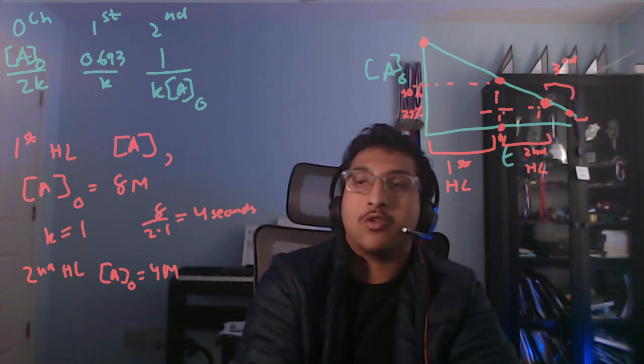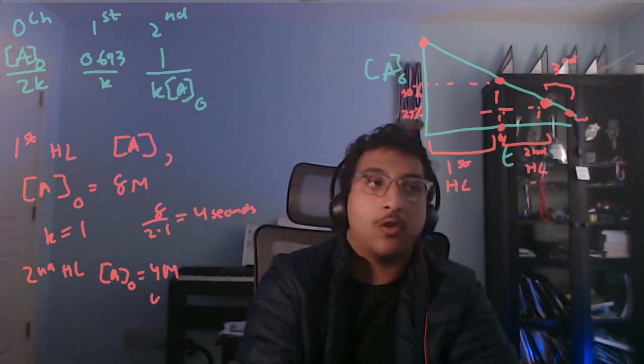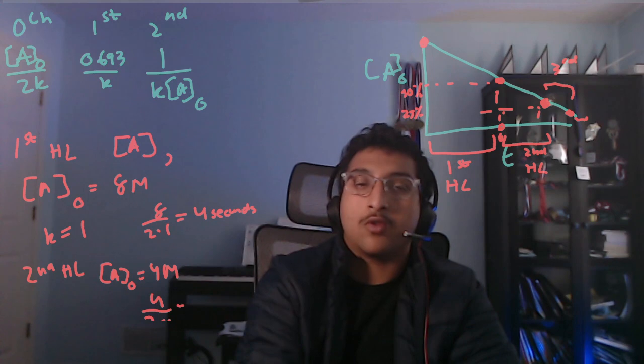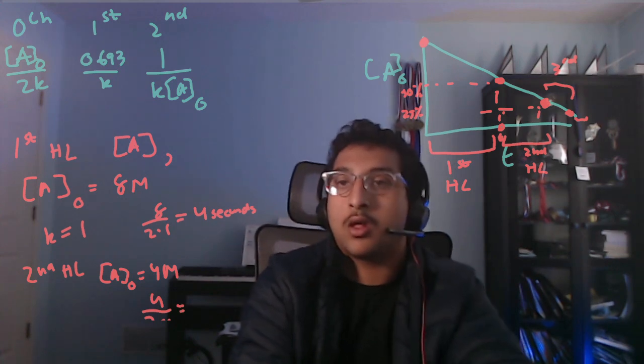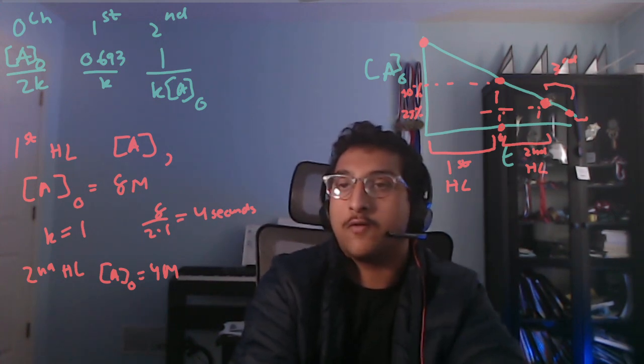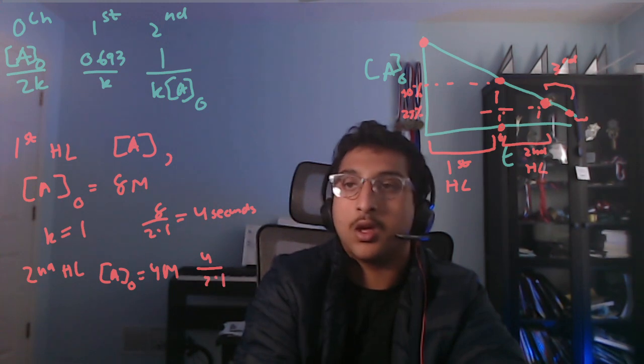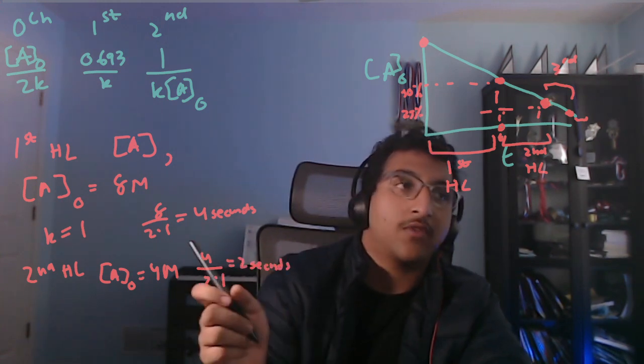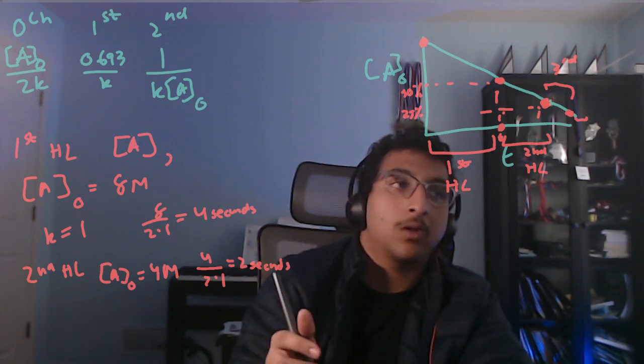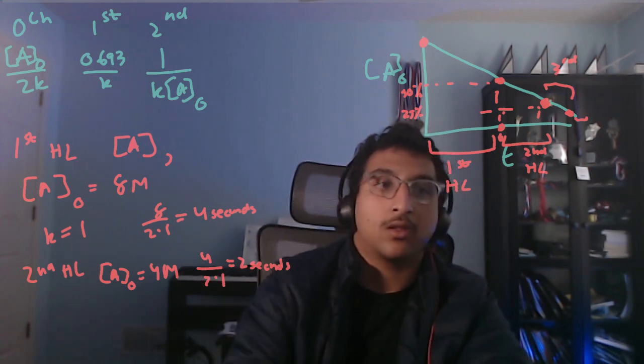So then you can just plug the equation in. It's going to be 4 over 2 times 1, which is equal to 2 seconds. So the second half-life actually takes half as much time. So it's going to be 2 seconds.